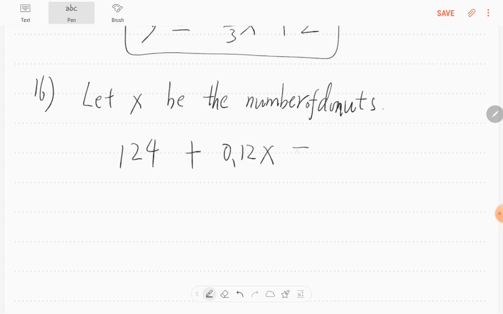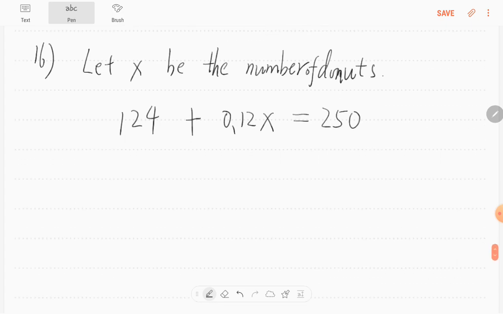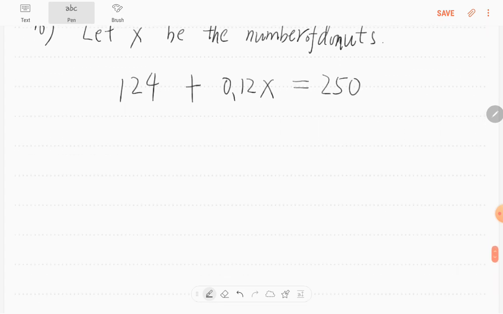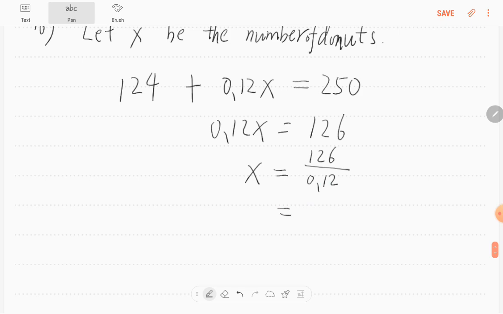So the problem asks you to get the total cost, which is 250. So how many donuts should we produce? We subtract 124, so it would be 126, and divided by 0.12. So this is equal to 1050. So we needed to produce 1050 donuts.